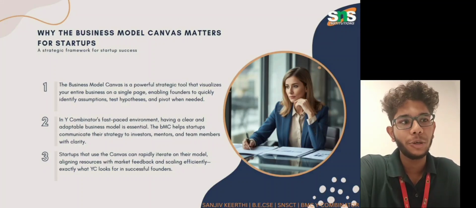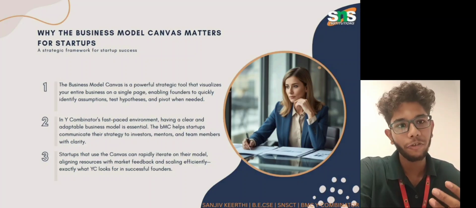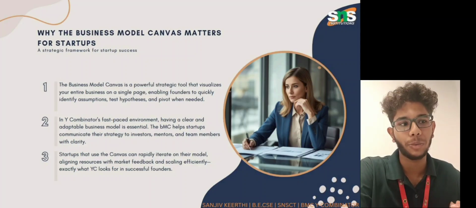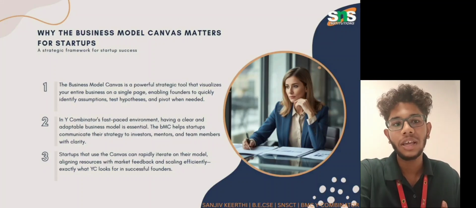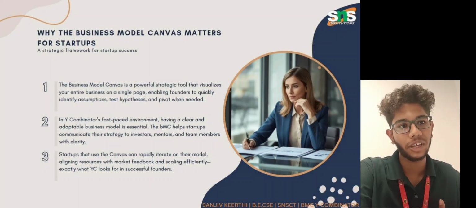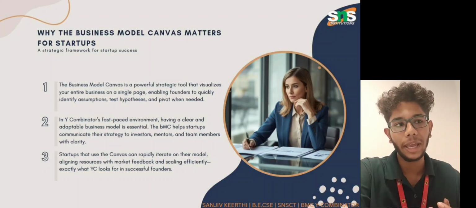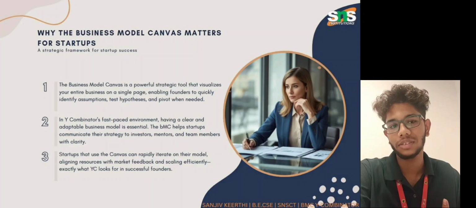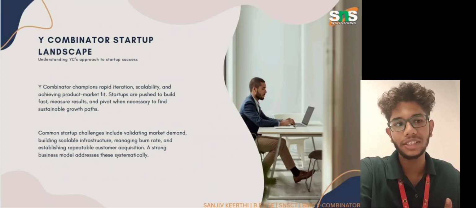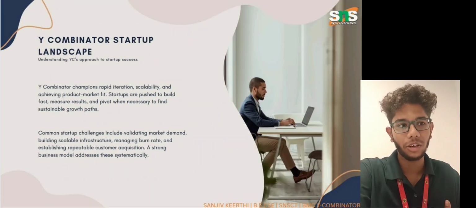Along with my teammates, we are going to present the business model canvas of Y-Combinator. The business model canvas is a strategic tool used to design and understand how a business works. It consists of 9 key components: customer segments, value proposition, channels, customer relationships, revenue streams, key resources, key activities, key partnerships, and cost structure. These elements help us clearly visualize how a business creates, delivers, and captures value in a simple and structured way. Now that we understand the structure, let's see how it applies in real startup ecosystems like Y-Combinator.